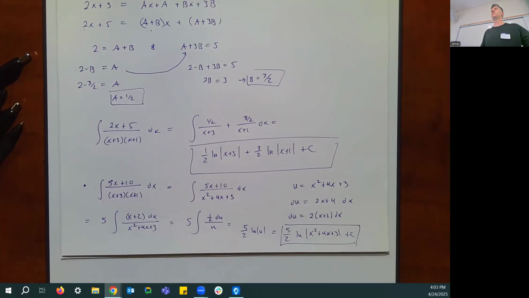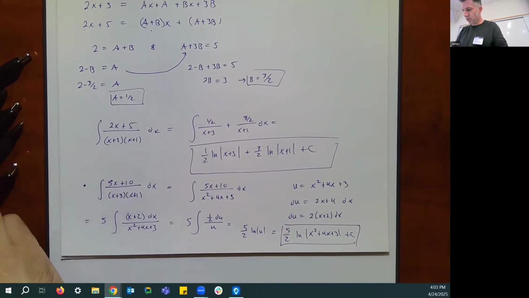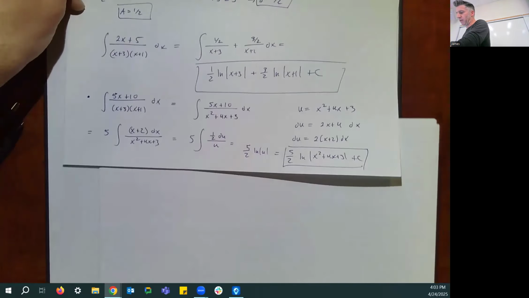So when you're integrating, you should be on the lookout. Be alert for a u substitution. It might be hiding somewhere. Look for it. But then sometimes there isn't one. So let's look at some other stuff.